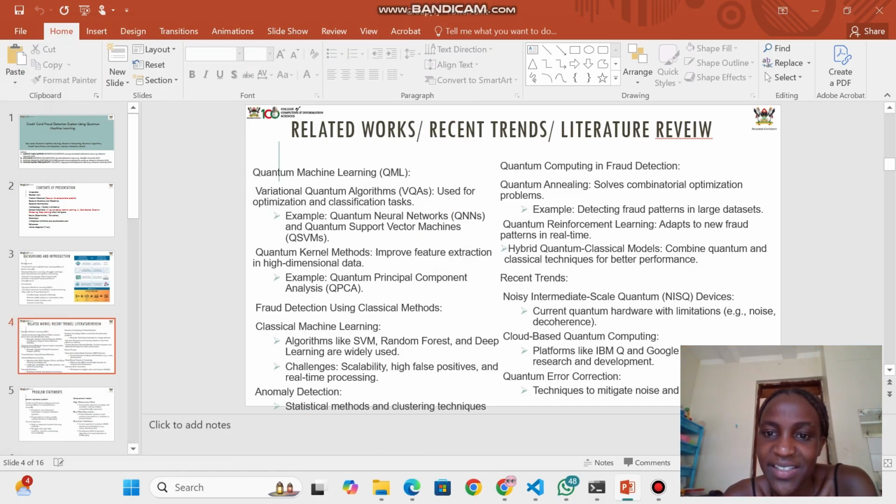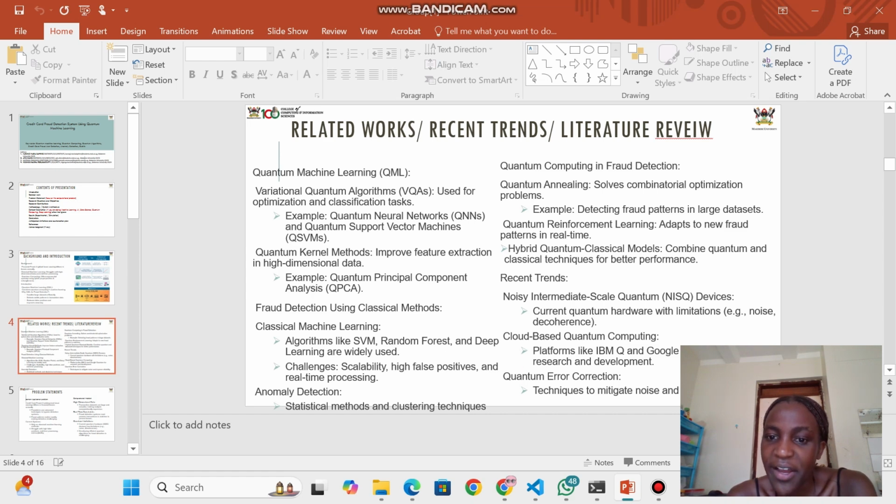So earlier, as I said, we have quantum annealing, which solves combinatorial optimization problems. The examples we have are detecting fraud patterns in large data sets. We have quantum reinforcement learning. We have the hybrid quantum classical models. And for the recent trends, we have noisy intermediate scale quantum devices.